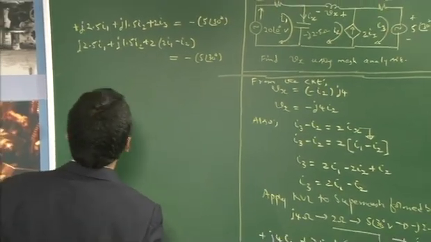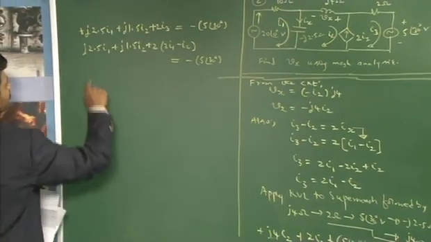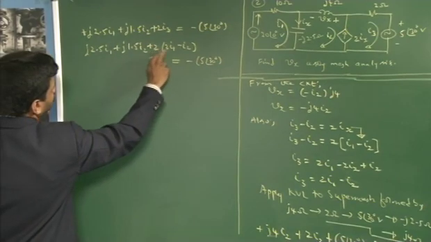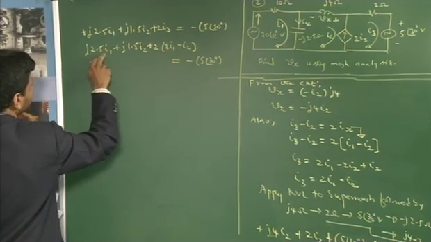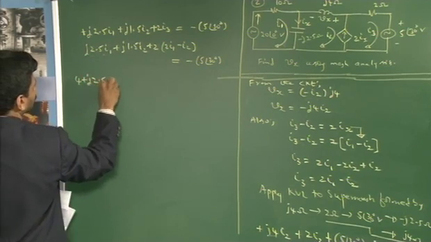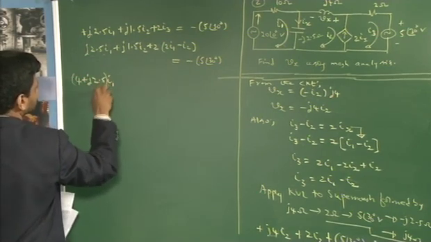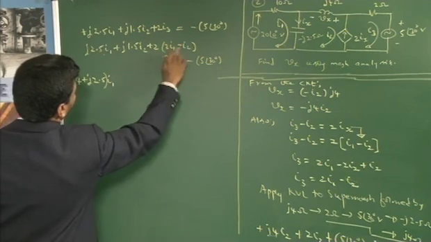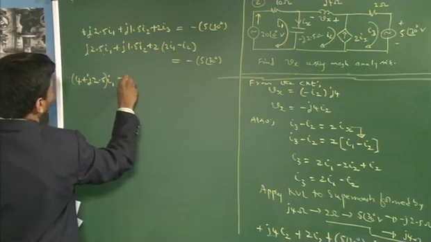And then what you observe? First accumulating I1 terms, 2 into 2, 4 I1 plus j2.5 I1. So, it will be 4 plus j2.5 I1. Then I2 terms, minus 2 plus j1.5.